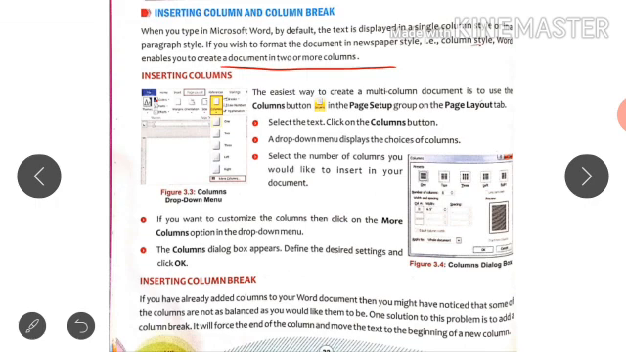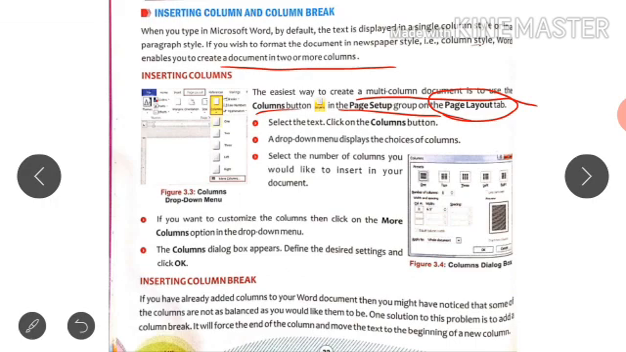Now how can you insert the columns? The easiest way to create a multi-column document is to use the column button. You can see this column button in the page setup group on the page layout tab.